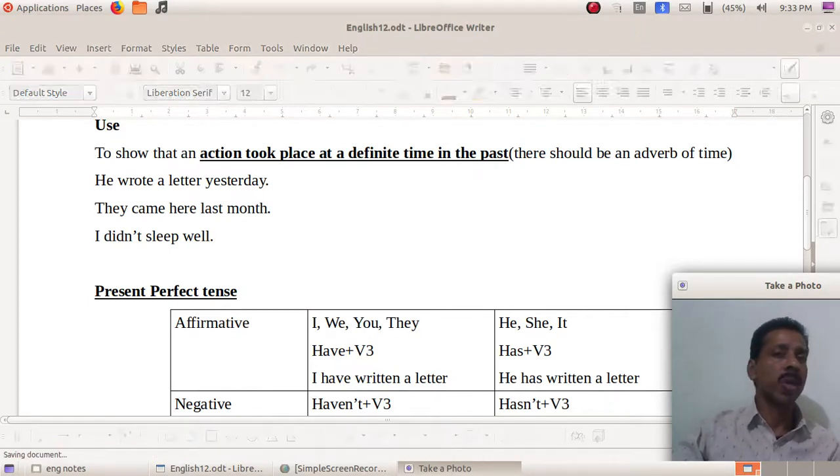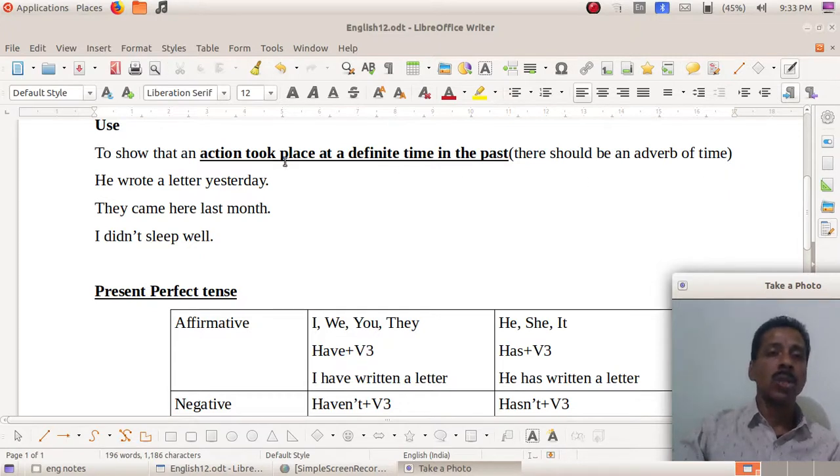in 1960, etc. Okay, so he wrote a letter yesterday. We cannot say he has written a letter yesterday because there is a time reference. So in both the cases, the idea is same, that action is completed. Okay, he wrote a letter yesterday. That means that action of writing a letter, that completed yesterday. The time reference is known.